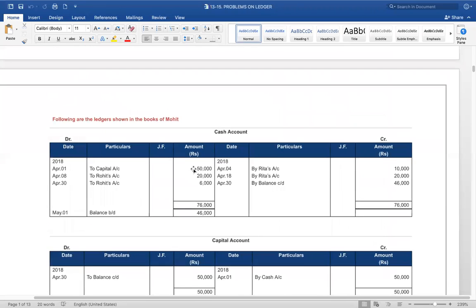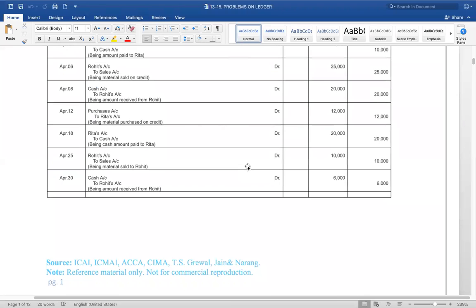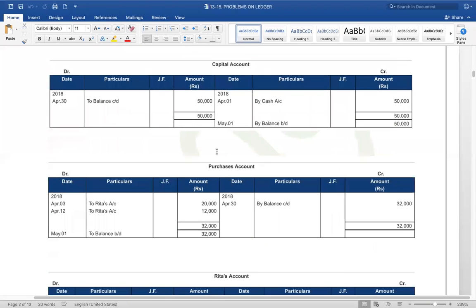Come to the purchases account. What is that we see here? The journal entry: purchases account debit to Rita, 20,000 on April 3rd. Purchases account debit to Rita, 12,000 on April 12th. That's it. There are no items anymore. So what's the total? 32,000 is the total on the debit side. Do you see any credit side items? There's nothing. It's zero.